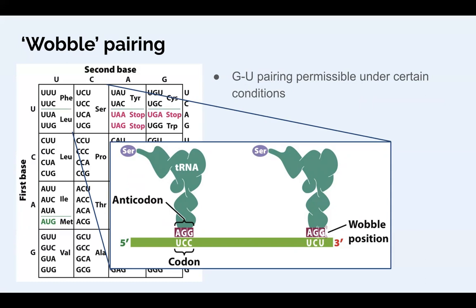So this example shows the same tRNA molecule, right? This tRNA bringing serine has the same anticodon, AGG. This AGG anticodon is able to match UCC and also UCU. So A matches U, G matches C, and G is okay matching with U according to the wobble pairing.